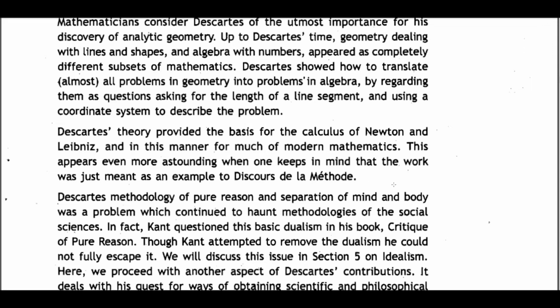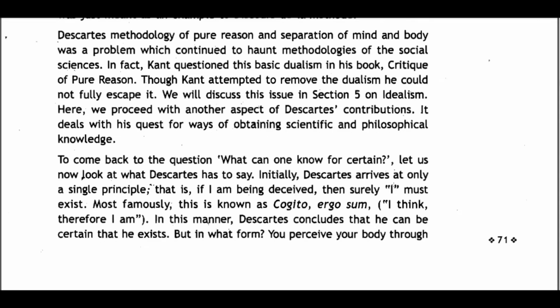Descartes' theory provided the basis for the calculus of Newton and Leibniz, and in this manner for much modern mathematics. This appears even more astounding when one keeps in mind that the work was just meant as an example to the Discourse on Method. Descartes' methodology of pure reason and separation of mind and body was a problem which continued to haunt methodologies of social sciences. In fact, Kant questioned his basic dualism in his book Critique of Pure Reason. Though Kant attempted to remove that dualism, he could not fully escape it. We will discuss this issue in section 5 on Idealism. Here, we proceed with another aspect of Descartes' contributions. It deals with his quest for a way of obtaining scientific and philosophical knowledge.